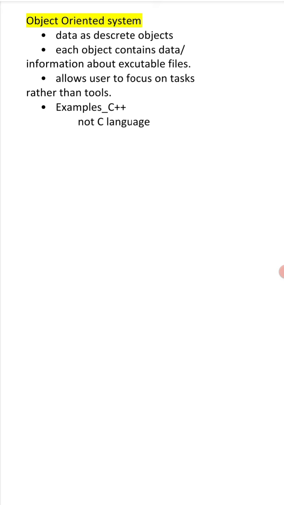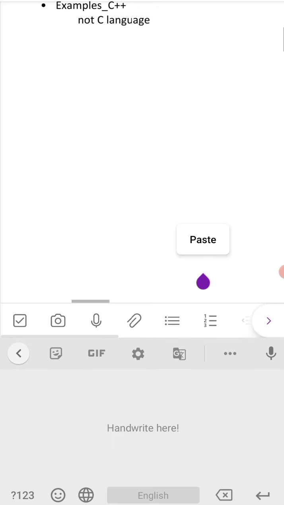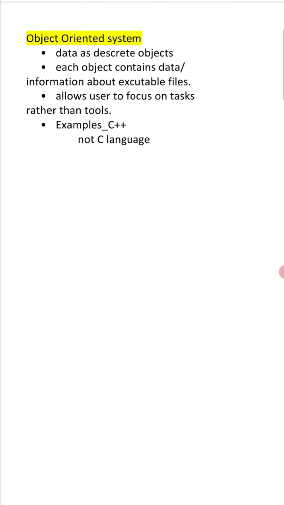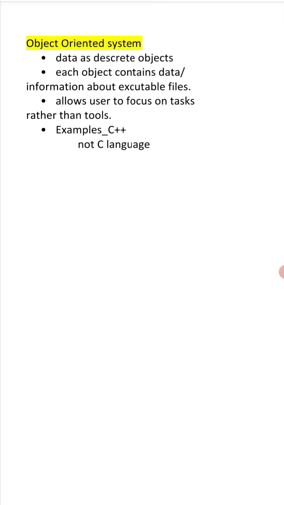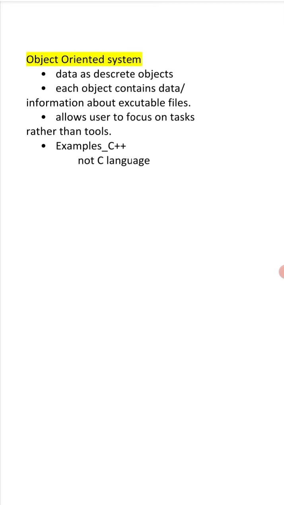If we discuss an example, C is not an object-oriented language. C is a general purpose imperative language supporting structured programming. But C++ is an object-oriented language. It has object-oriented programming features.